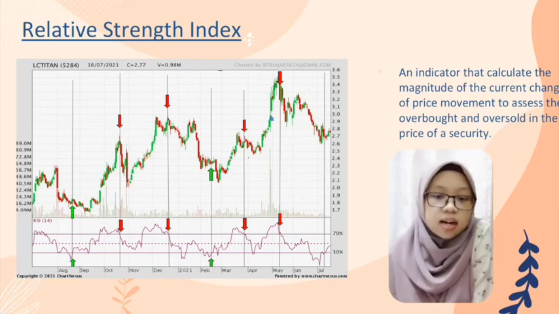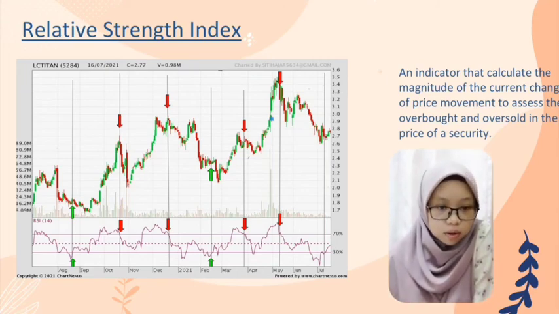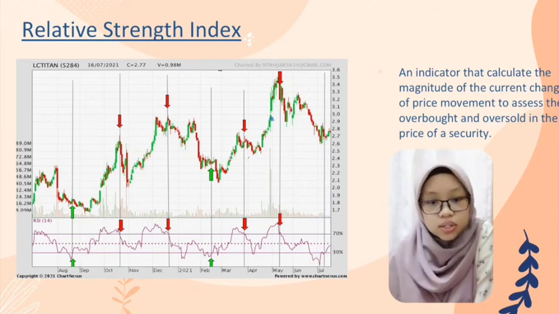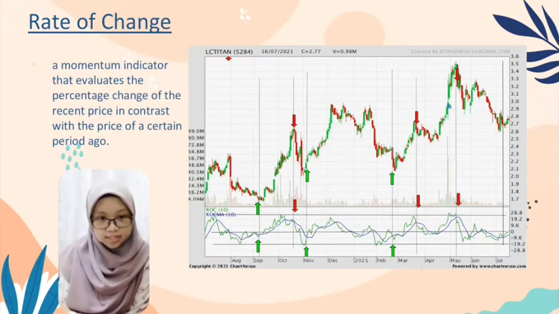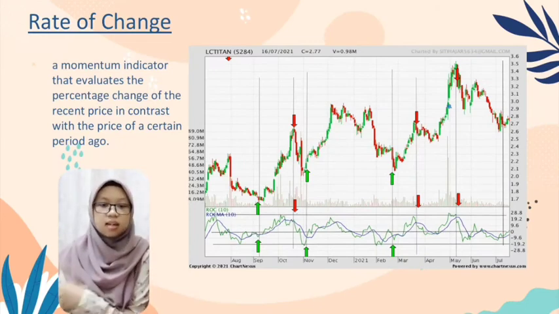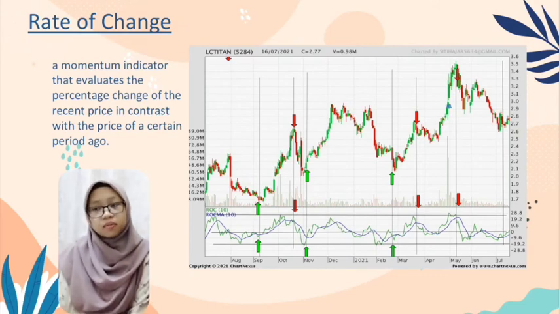And if RSI is above 70 in the overbought area, then goes down, it shows a sell signal. On 9 July, it is preferable for investors to buy the stock. In addition, rate of change is an indicator that evaluates the percentage change of the current price in contrast with the price of a certain period ago.